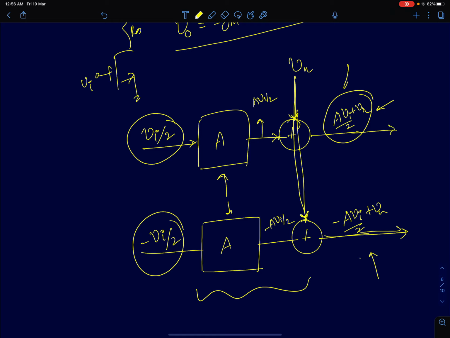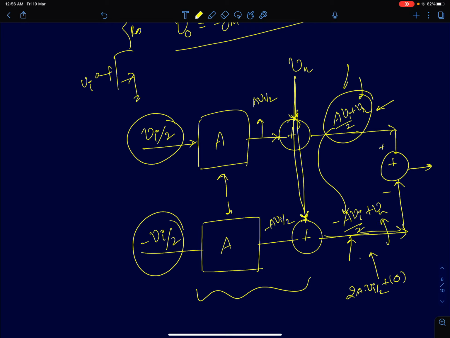Now I'm going to subtract the two amplifier outputs. If I subtract the two amplifier outputs, the signal part, because this is negative here, is going to get added. So you'll have 2A times Vi by 2. It's Vi by 2 minus minus Vi by 2, so you will get plus Vi by 2, and plus Vn minus Vn, so there is no contribution from the noise here.